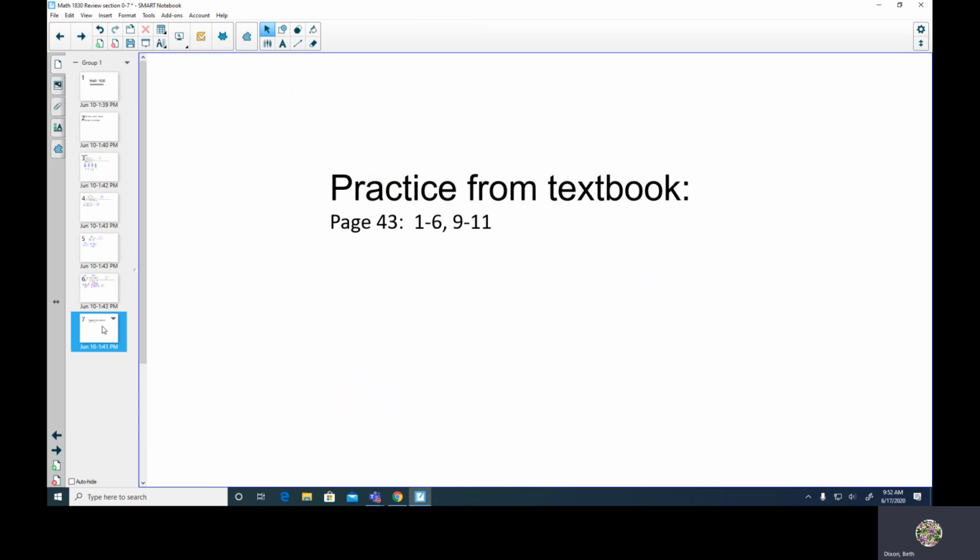Okay, that's the last example, and that gives you the practice from your textbook, which would be page 43, 1 through 6, 9 through 11. If you need any additional help, remember that you can always contact me in the math lab.